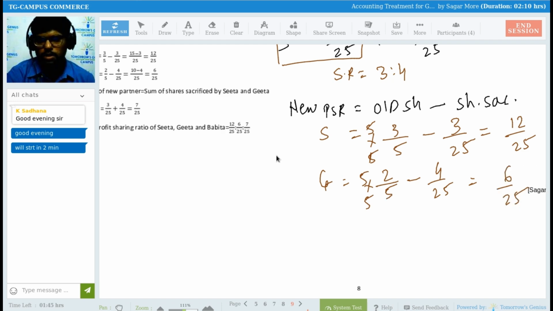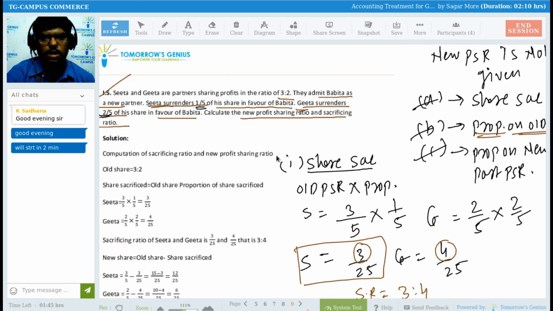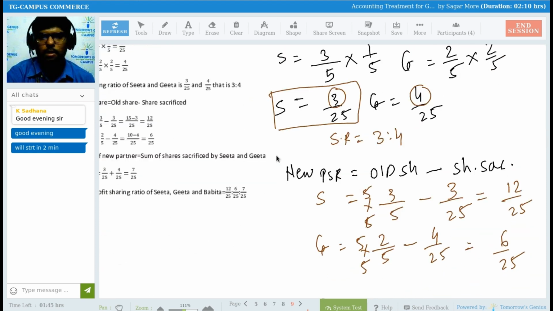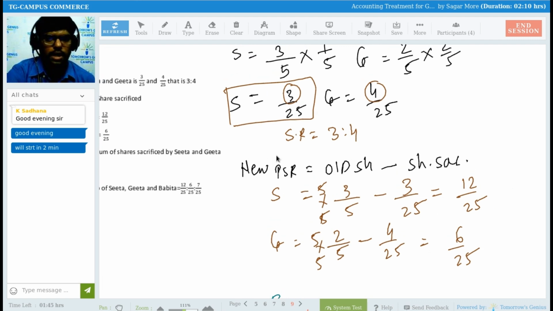And what is the share of the new partner? What is the name of the new partner? Babita, no? So how to calculate Babita's share? Is it given in the question? No, sir. Babita's share is not given. But we know the sacrifice done by Sita and Geeta is nothing but Babita's share. So Sita sacrifices 3 by 25 and Geeta sacrifices 4 by 25.